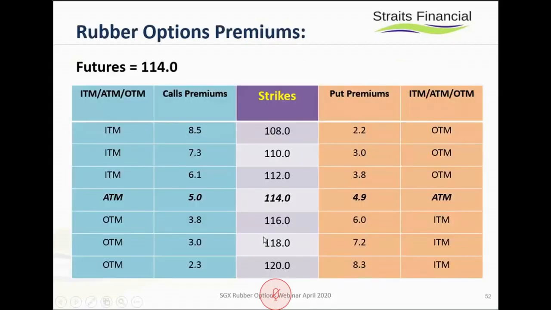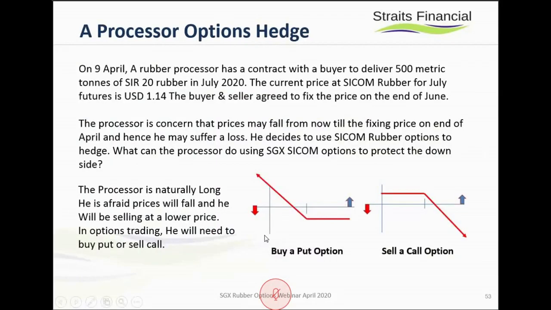Okay, actually I've come to almost the end. The last part is basically, some of the participants here come from rubber factories, rubber processing plants or suppliers. So I just want to say that the processors, those people who actually make rubber, can use options to hedge besides the futures.